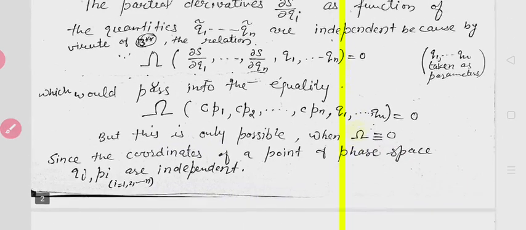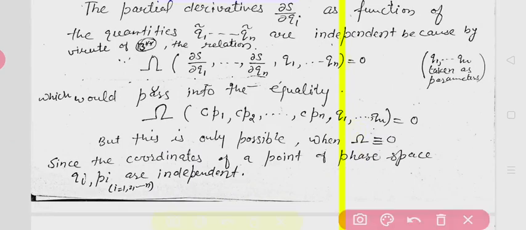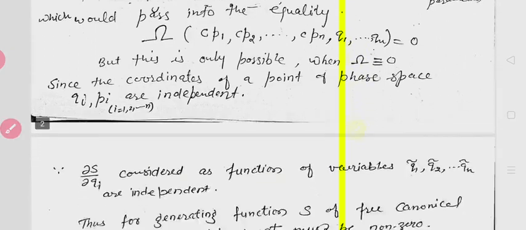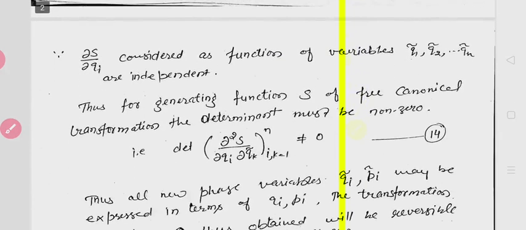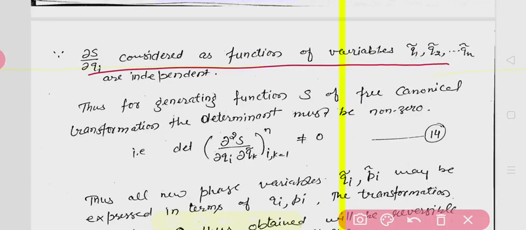Now we are saying this ∂S/∂qi, which is a function of this one, if these are independent, you say that the Jacobian of this with respect to q̃1, q̃2, ..., q̃n will be non-zero. So I will write down that term. If q̃1, q̃2, ..., q̃n are linearly independent, then the Jacobian will be non-zero: the determinant of ∂²S/∂qi∂q̃k, i, k varying from 1 to n, is non-zero.